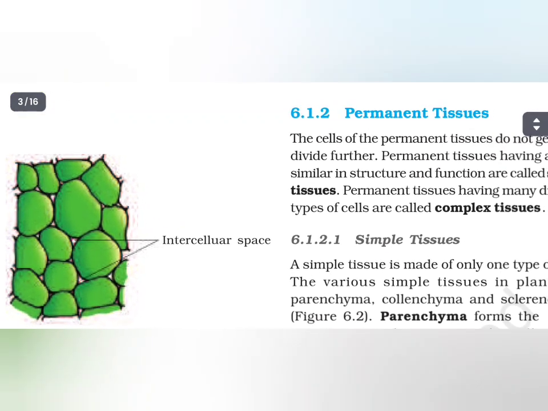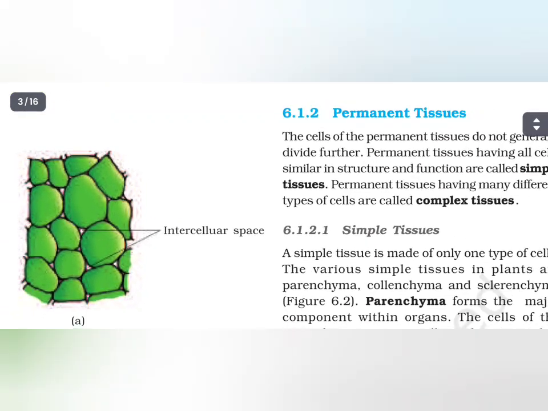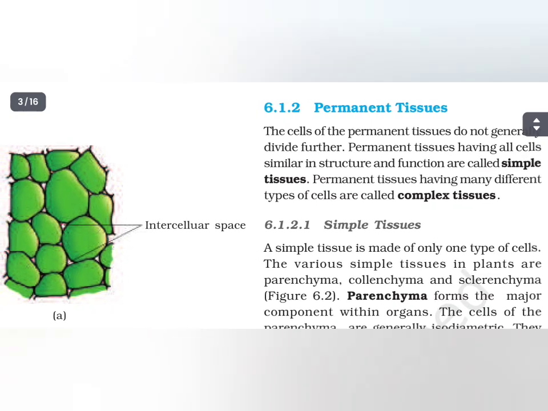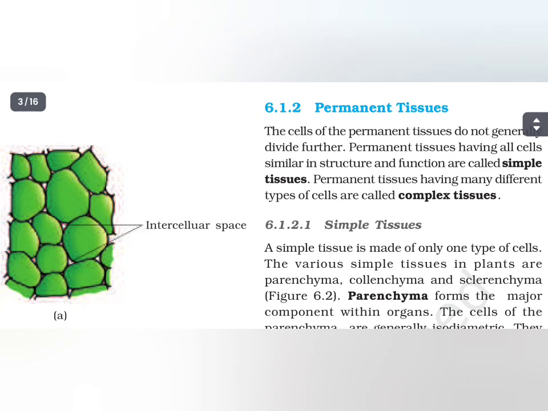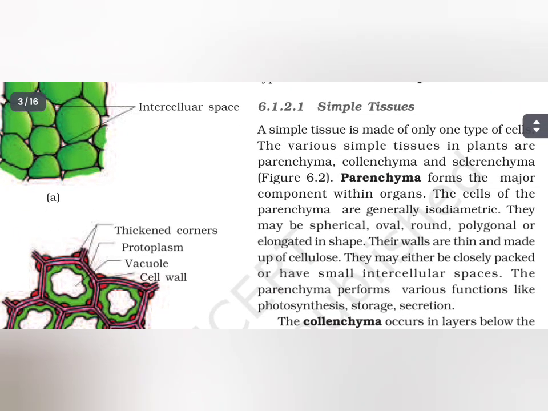Permanent tissue. The cells of the permanent tissue do not generally divide further. Permanent tissues having all cells similar in structure and function are called simple tissues. Permanent tissues having many different types of cells are called complex tissues. Simple tissues. A simple tissue is made of only one type of cell. The various simple tissues in plants are parenchyma, collenchyma, and sclerenchyma.